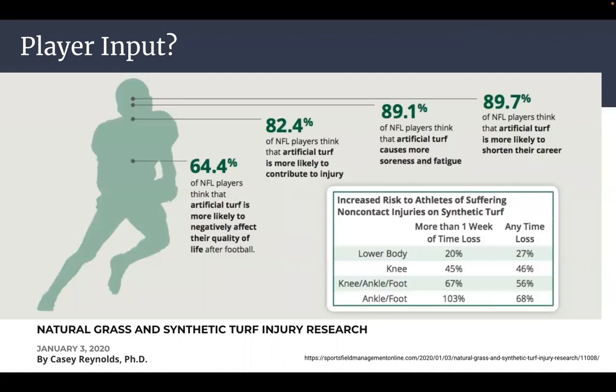82.4% of the players think that the artificial turf is more likely to contribute to injuries. 89.1% of players think that the turf causes more soreness and fatigue. And lastly, 89.7% of NFL players think that turf is more likely to shorten their career. All in all, I think this sums up the argument coming from players that they agree that artificial turf can be more dangerous and more high risk to injuries than natural grass can be.